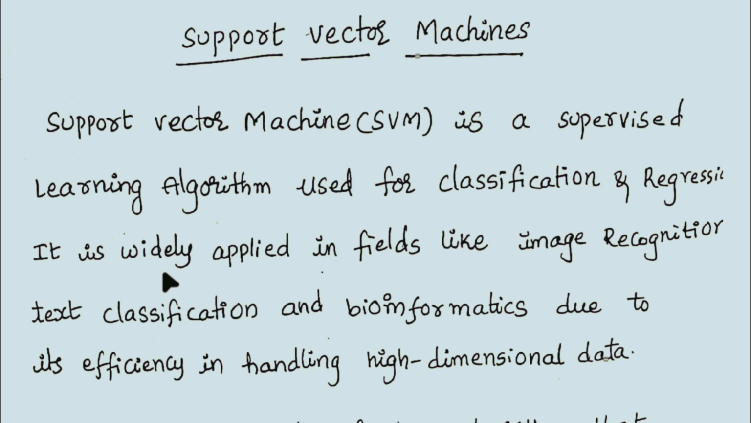It is widely applied in fields like image recognition, text classification, and bioinformatics due to its efficiency in handling high dimensional data. So the main applications where we use SVM are image recognition, text classification, and bioinformatics. What is the meaning of bioinformatics? Based on the blood report, we are going to analyze the disease. So this is what we call a support vector machine. Okay, we will go forward now.